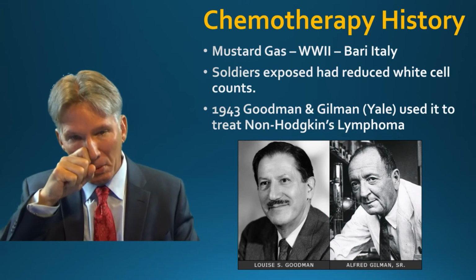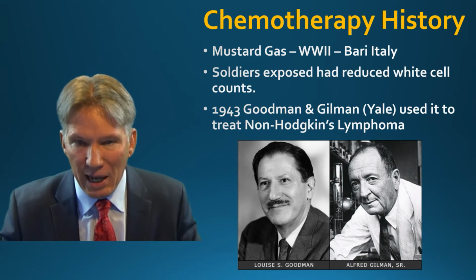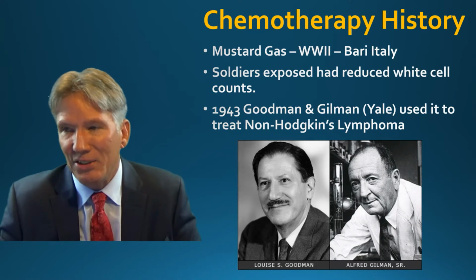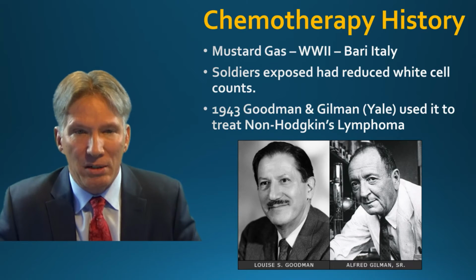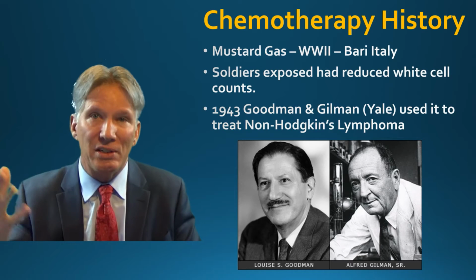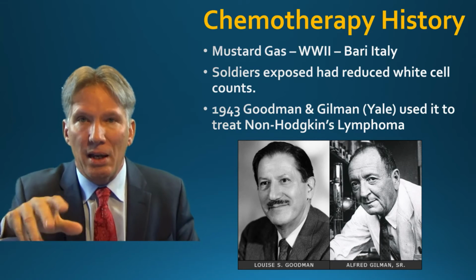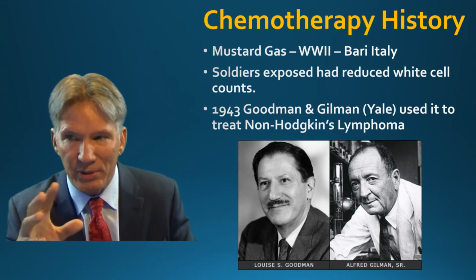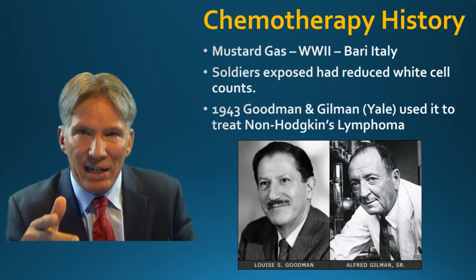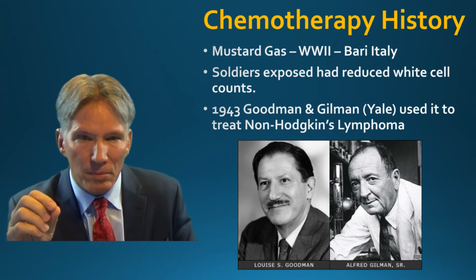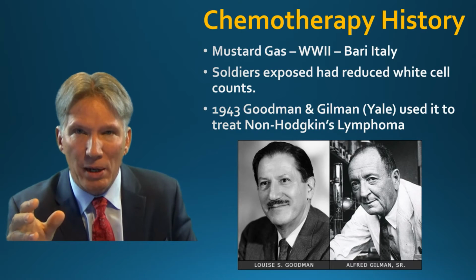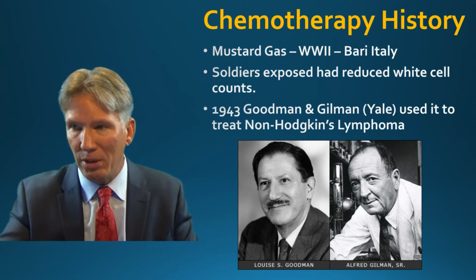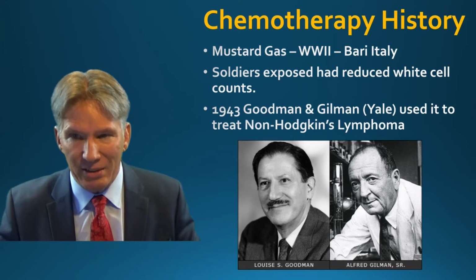So these two guys, Louis Goodman and Alfred Gilman, both PhDs at Yale, decided to do experiments with mustard gas on people with non-Hodgkin's lymphoma, and they found that, son of a gun, when they did analogs of the mustard gas, right, different derivations of mustard gas, different chemical derivations, and they injected it into non-Hodgkin's lymphoma victims, the lymphomas got better. And this was the birth of the chemotherapeutic industry.